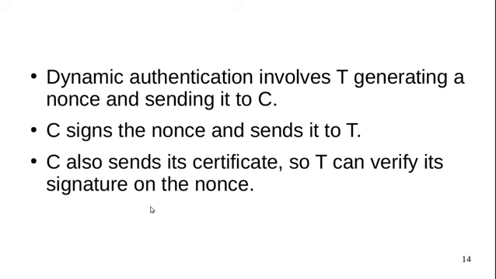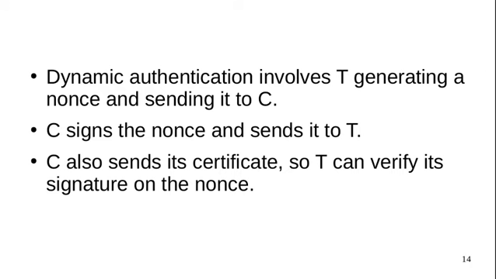Now, dynamic authentication involves these steps: terminal T generates a nonce and sends it to the card C. Now C signs the nonce and sends it to T. C is again the card and T is the terminal. C also sends its certificate so that T can verify its signature on the nonce.